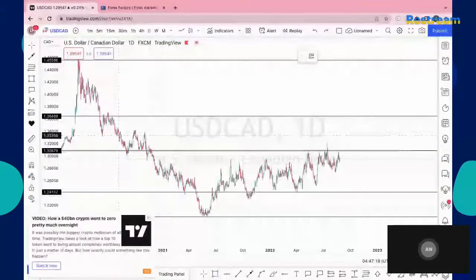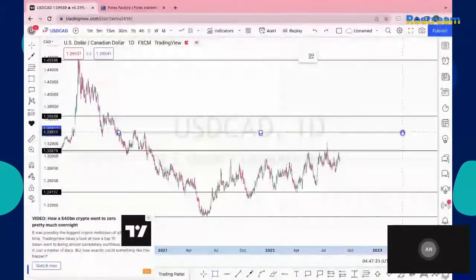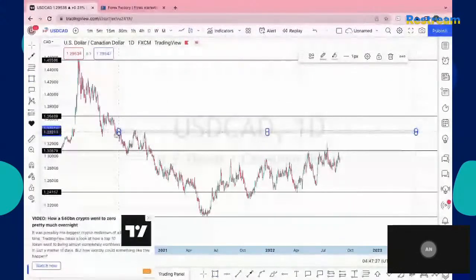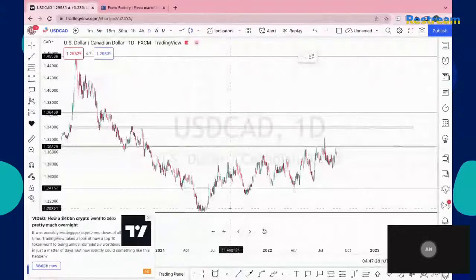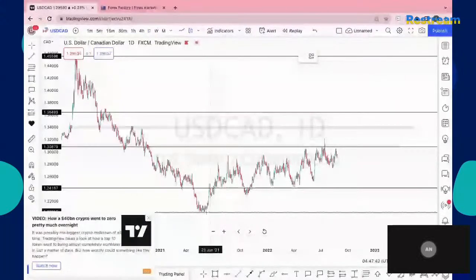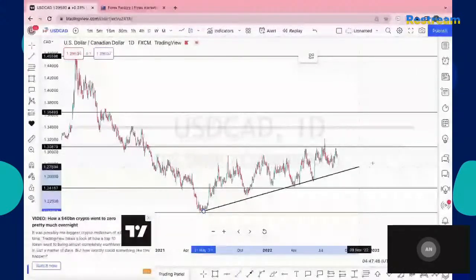Let me just put this zone here. It's very relevant. If you're buying USD CAD, would you consider that zone as your first TP if you are buying? I'll have to see where I'm buying. I have to see where the buyers are at.